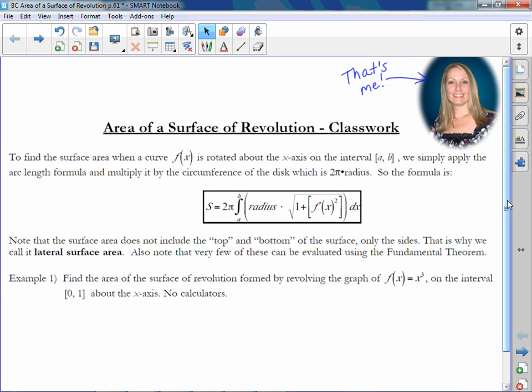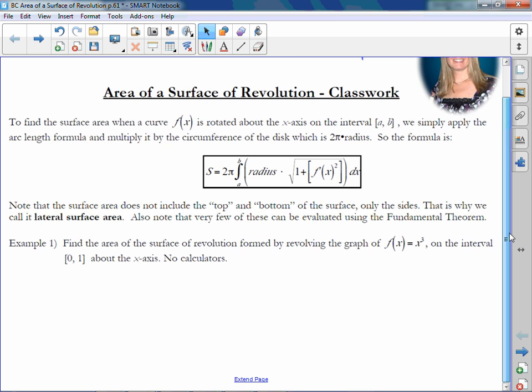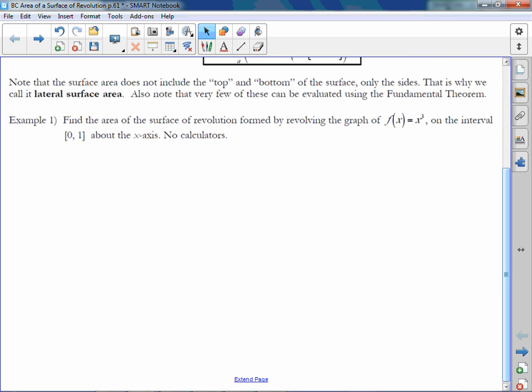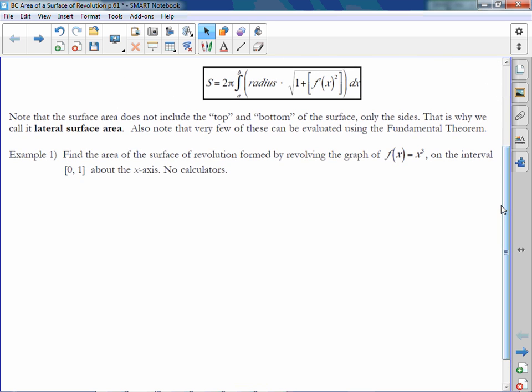Okay, so we're on page 61 in your packet, and this is the packet that Mr. Lloyd gave you. And we're going to find the area of a surface of revolution. Now, hopefully he told you where the formula comes from, but I'm going to go ahead, just in case, and show you where it comes from.